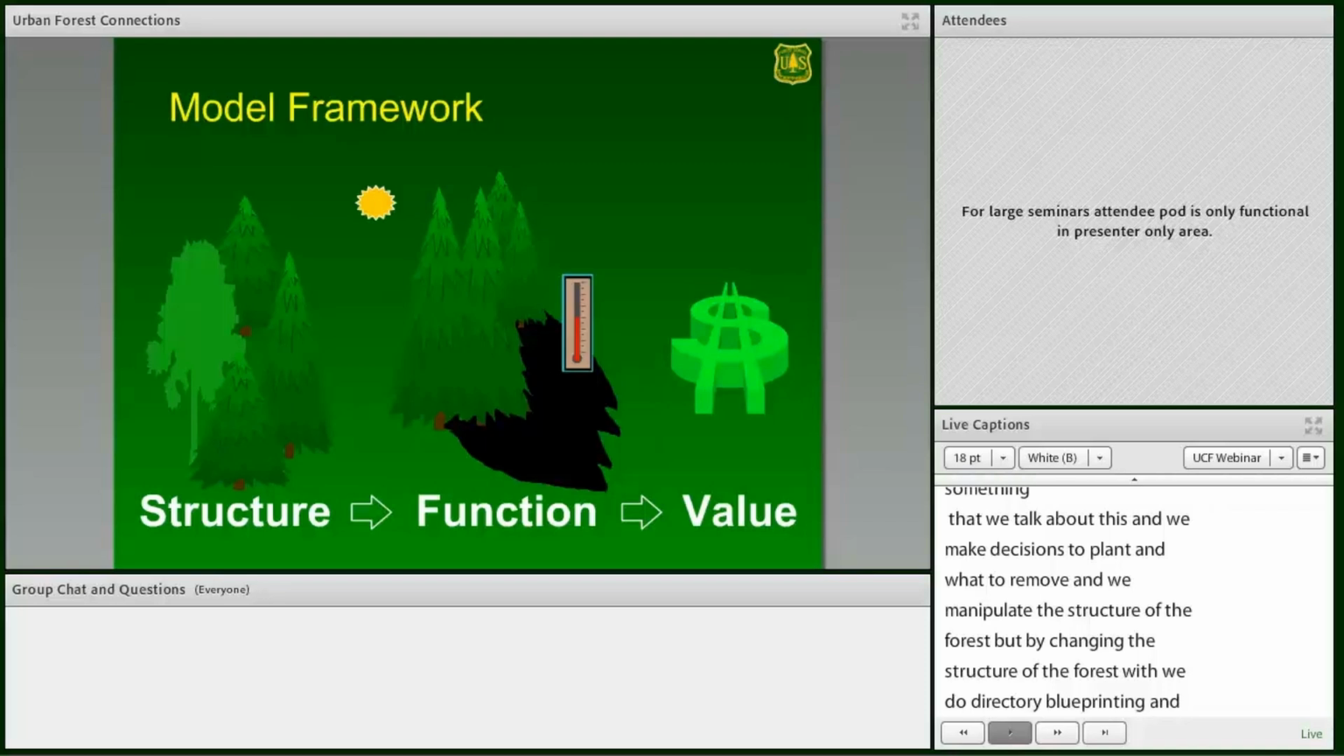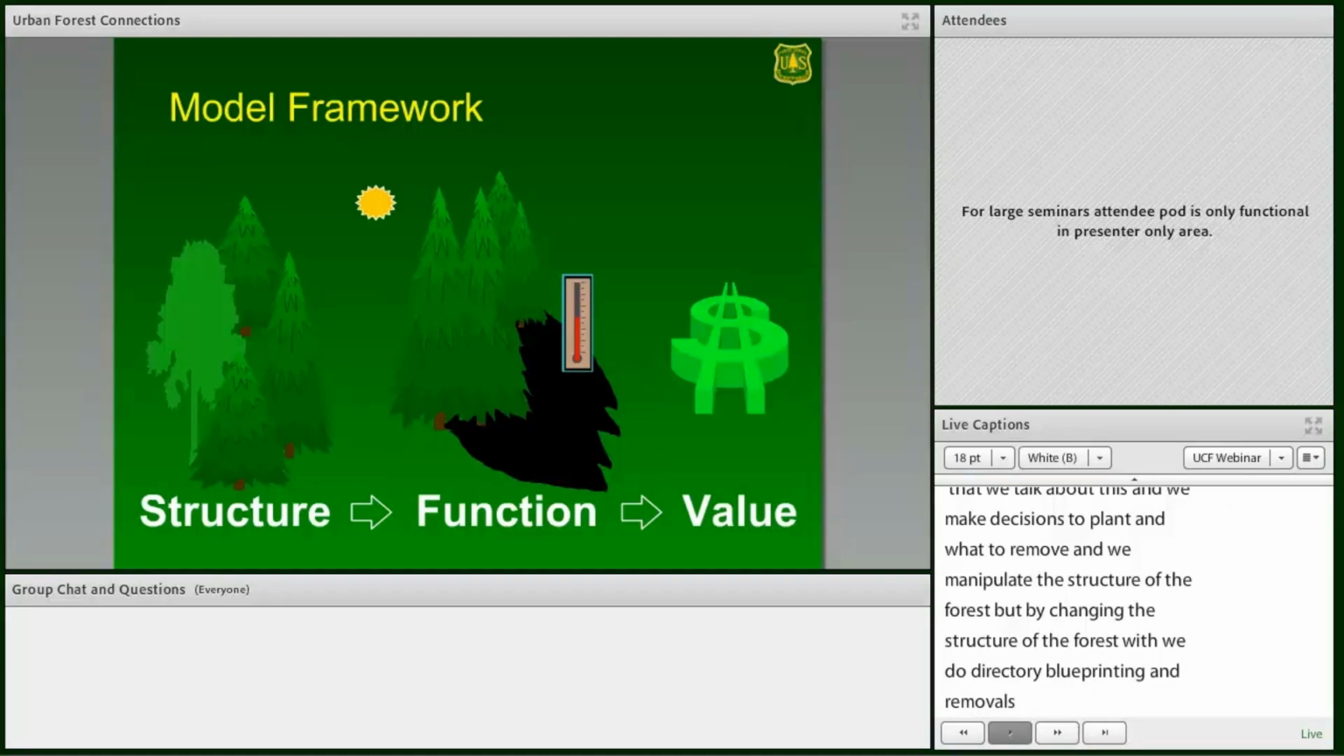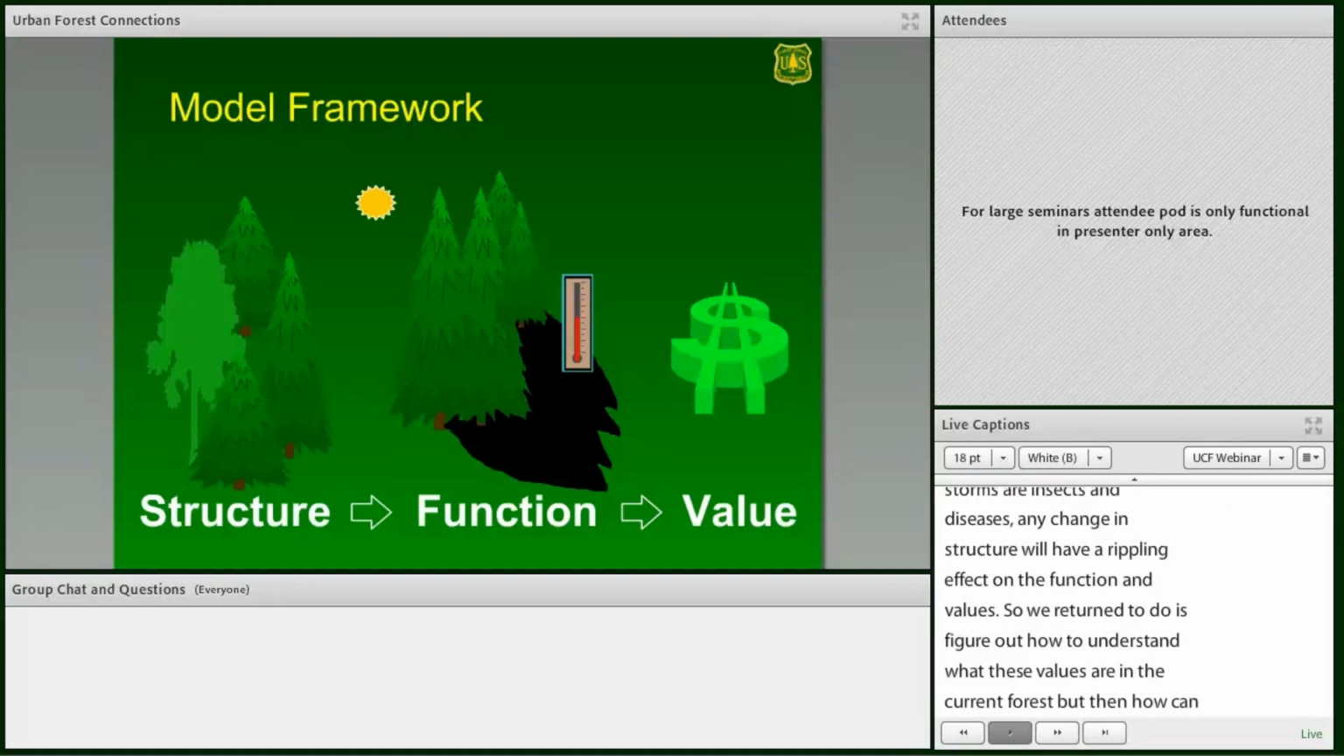So what we're trying to do is understand what these values are to the current forest, but then how should we plan to design the forest to optimize these functions for future generations, given that many things are changing, climate change, insects and diseases. That's the whole concept behind the model.